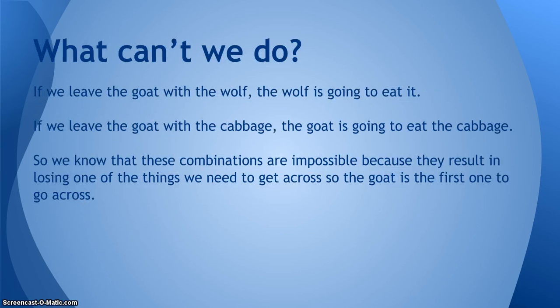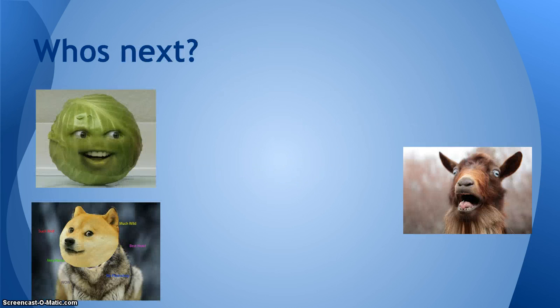Well, let's talk about what we can and can't do. If we leave the goat with the wolf, the wolf will eat him. If we leave the goat with the cabbage, the goat will eat the cabbage. So we know that those two combinations don't work. So the only animal that makes sense for us to take across the river would be the goat. So we'll take the goat across. Now we can go, drop him off, and come back.